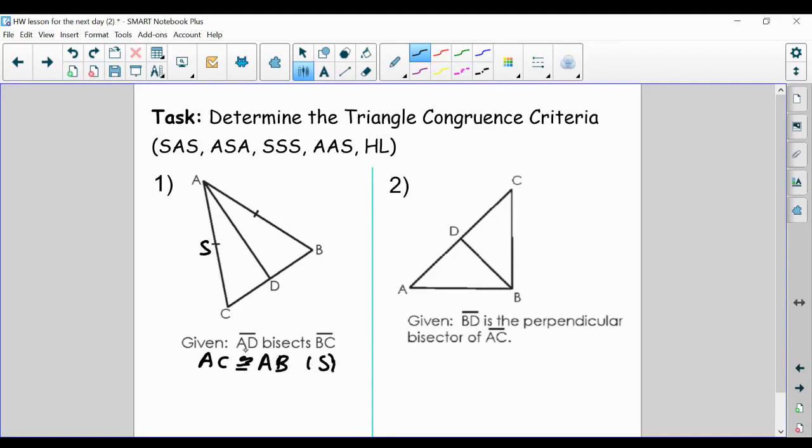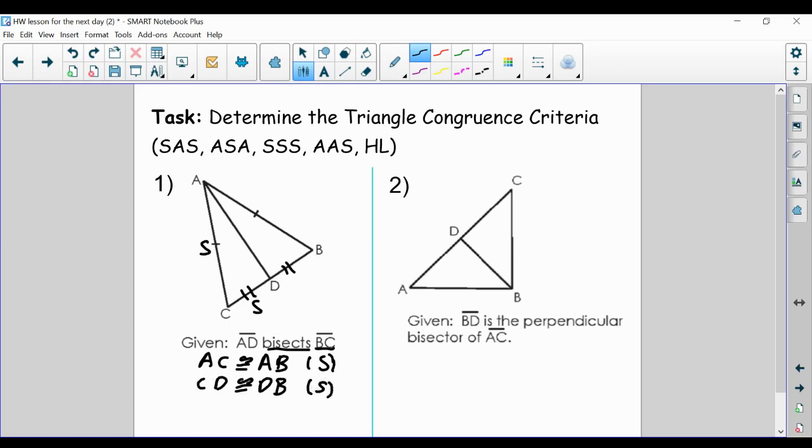Next one, read the question here. AD bisects BC. So what does bisect mean? We've been talking about that many times. Cut into two equal parts. So cutting what into two equal parts? Cutting BC. You see AD cutting BC into two equal parts. That's how you read it. So BC is being cut into two equal parts here. That means CD is congruent with DB. So write it down: CD congruent with DB.